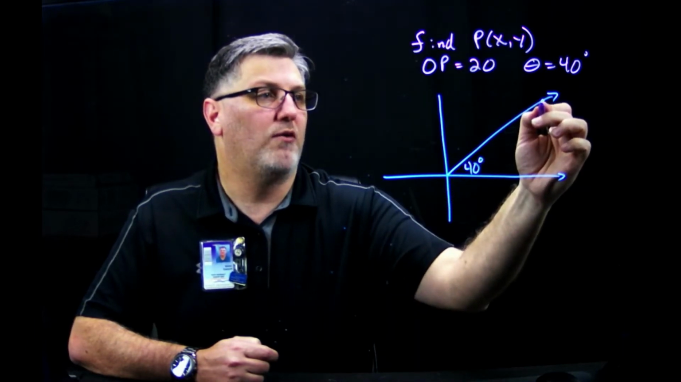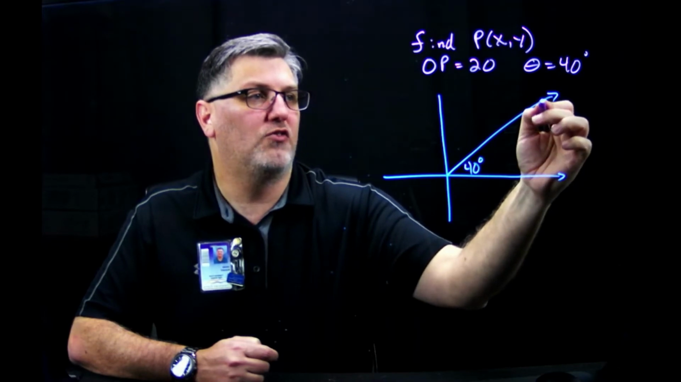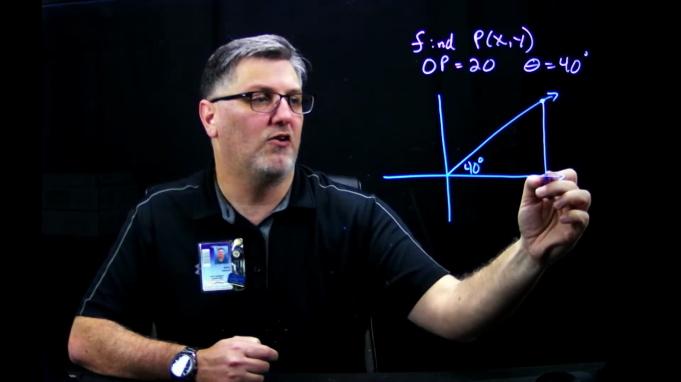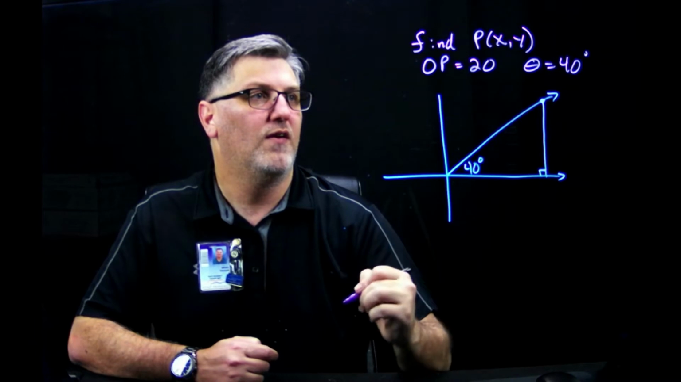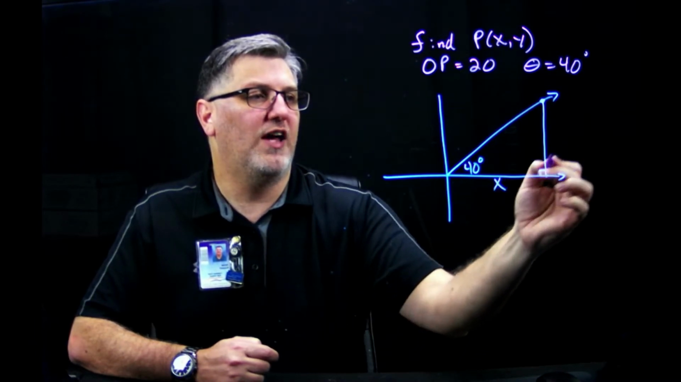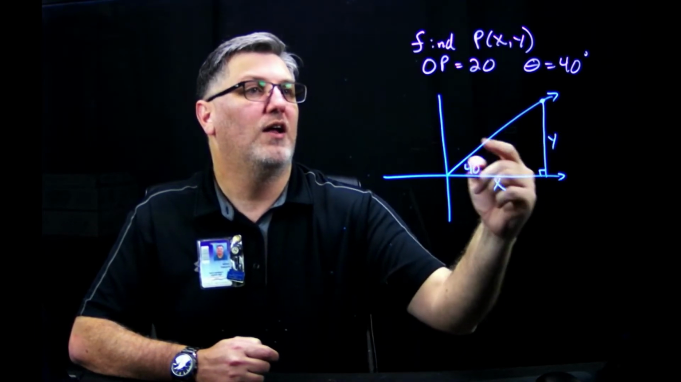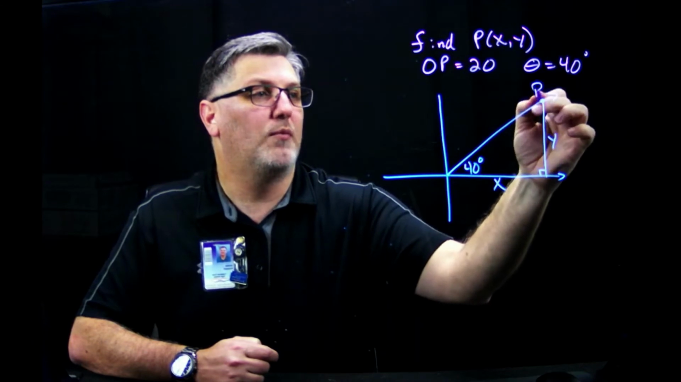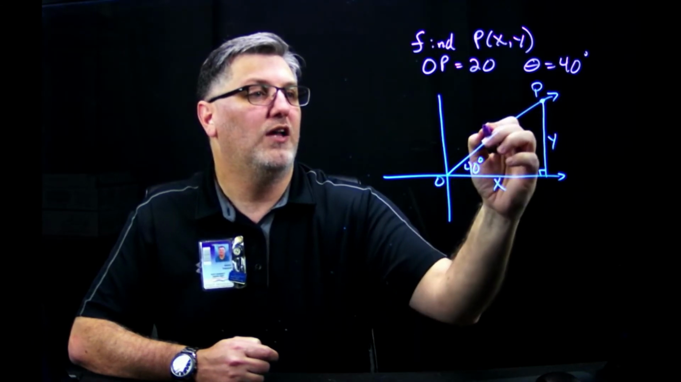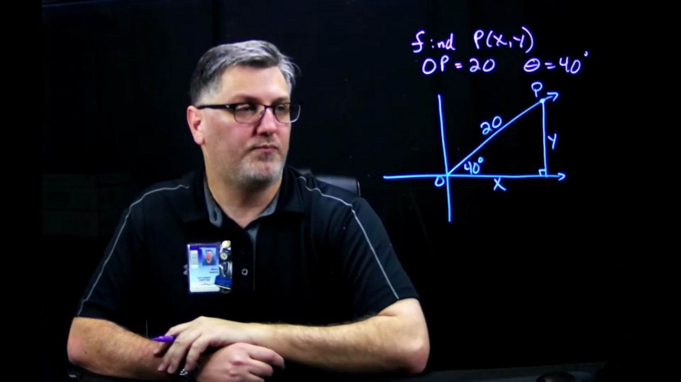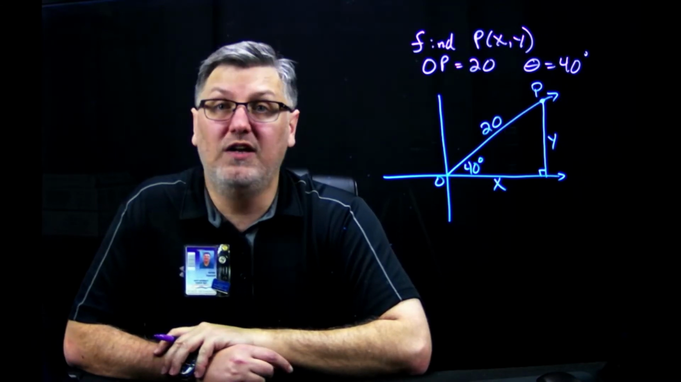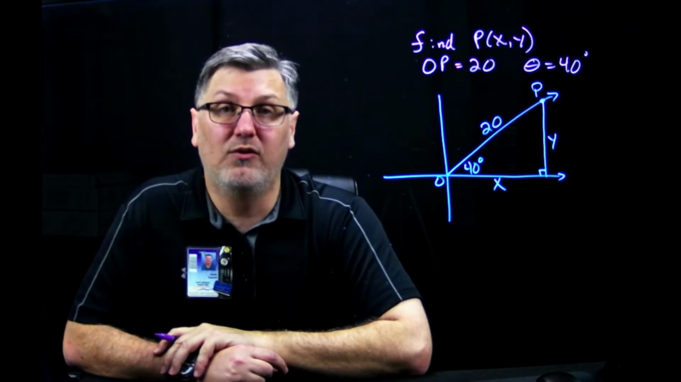I need to draw my reference triangle. So I'm going to pick a point on the terminal side and go perpendicular to the x-axis. I'm going to label this x, this y. And I know that OP, because this has got to be point P, and this is O, is the length of 20. So now I just need to find what x and y are.